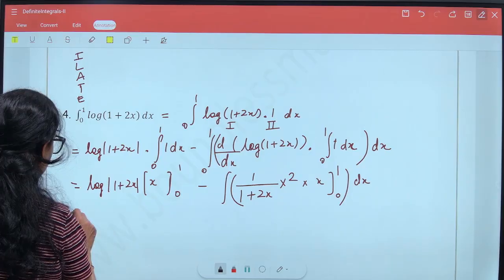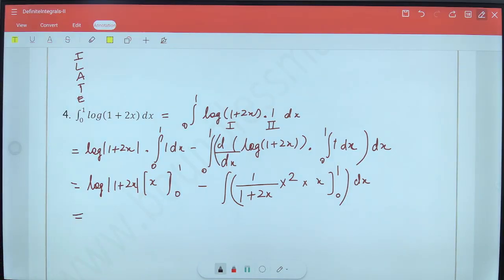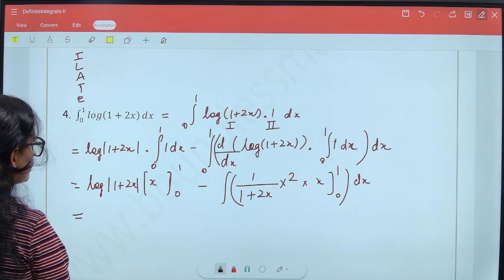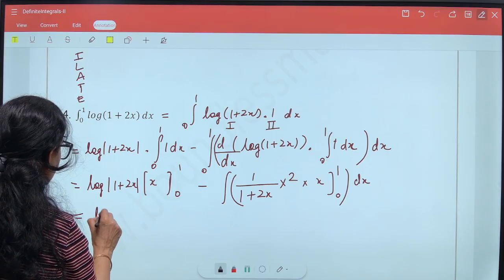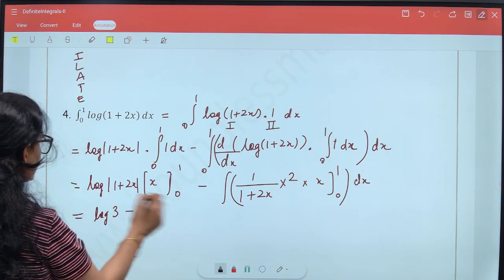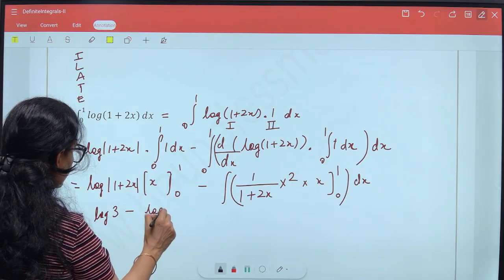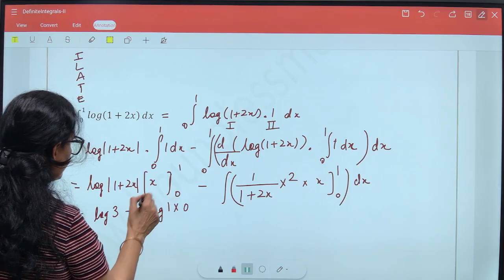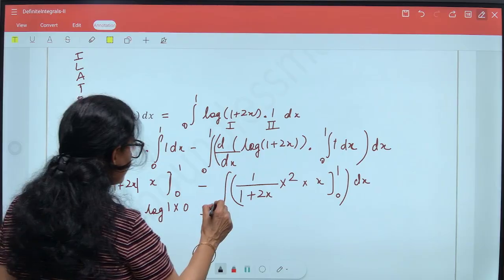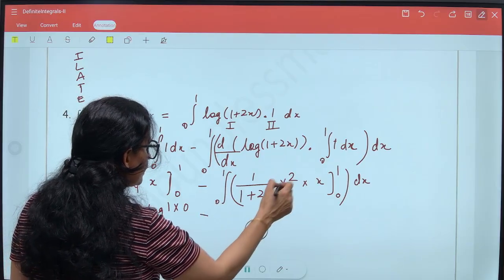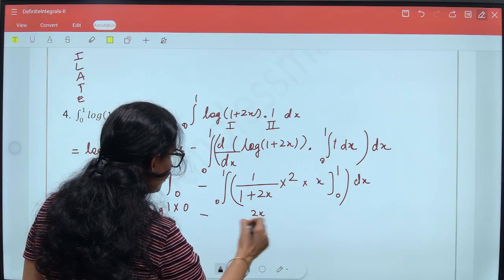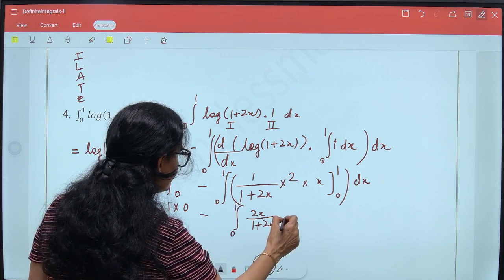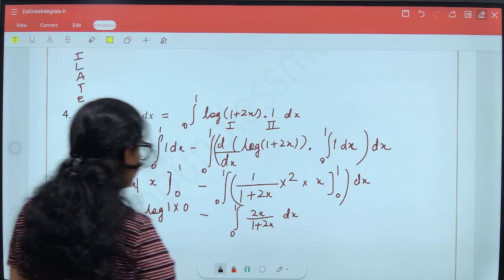Now how do we evaluate it further? Put the upper limit as 1 here, log of 1 plus 2 into 1 becomes log of 3. So it is log 3 minus log 1 into 0. Everything is gone? Next minus, here the limits are same. We have 2x upon 1 plus 2x that we need to integrate further in the limits 0 to 1 and with respect to x. That is what we have right now.